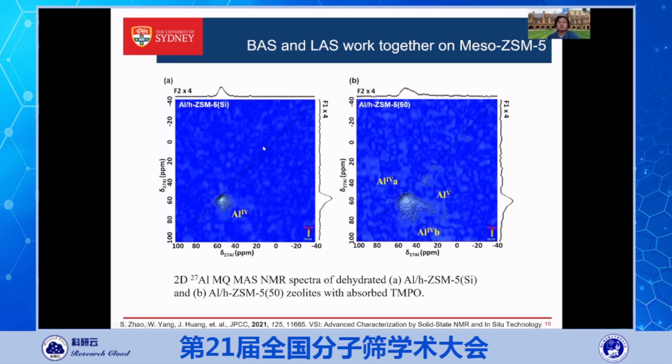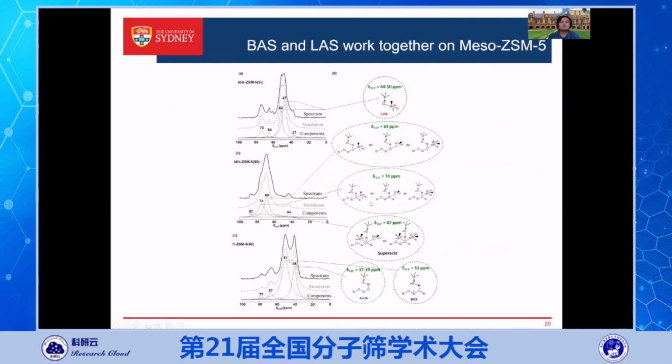Okay, so later we introduced tri-coordinated alumina bases to the mesoporous ZSM-5. We also used TMPO to test the surface acidity. We can find they have strong pore sites, and are also able to generate superacids through the correlation of tri-coordinated alumina and four-coordinated alumina.